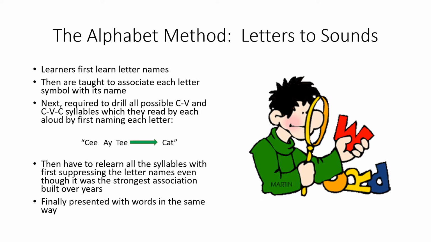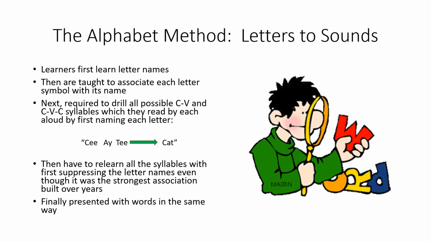The alphabet method is a letters-to-sounds method of teaching reading. So the process worked this way. Learners first had to learn the names of the letters. This was done purely orally, without actually associating the letter's name with the actual letter shape. So first they had to learn to recite the alphabet, often done with songs, to this day in English. And then once they learned all the names of the letters and could recite the string in order, they were then taught to associate each letter symbol with its name.